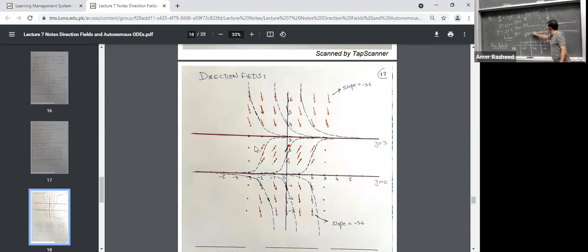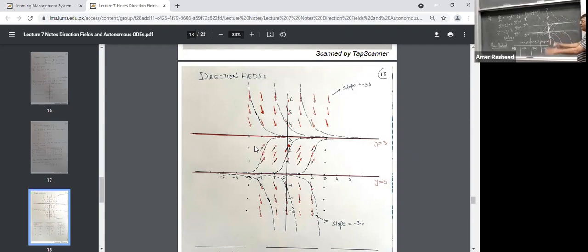And here the solution curves are decreasing. So it is like this. So this was all about the direction fields. If you have any question, you can ask me.